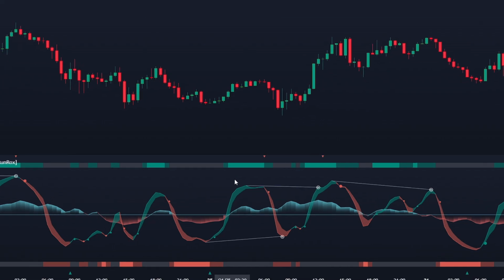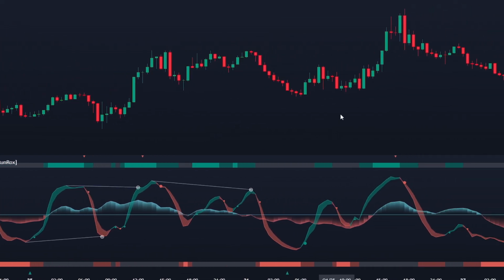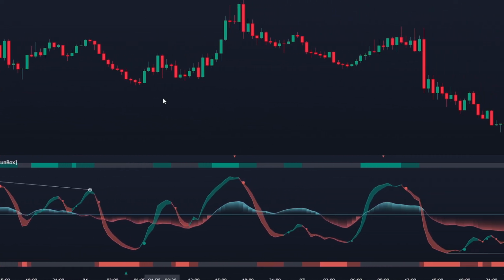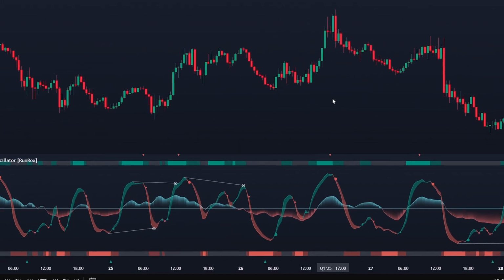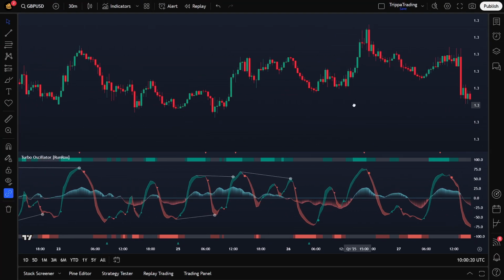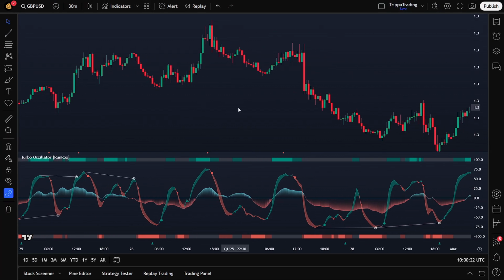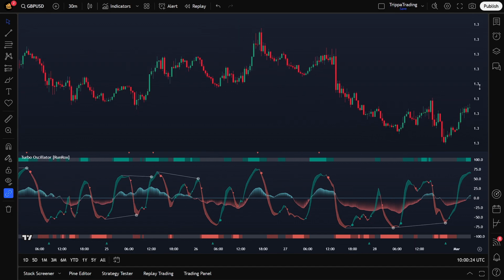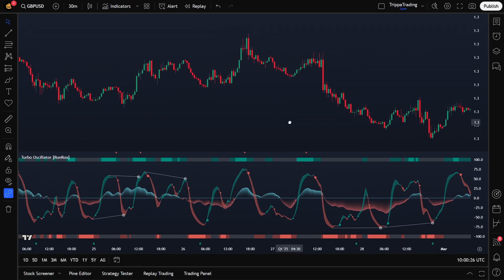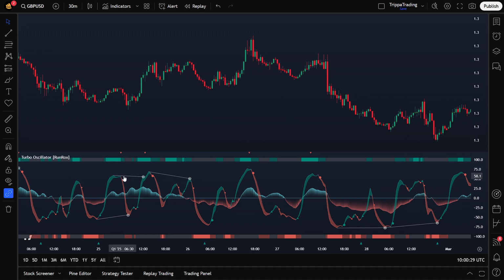The Turbo Oscillator is a technical indicator designed as a comprehensive toolkit that combines multiple analysis techniques into one. Its main goal is to help traders identify trend changes and potential reversal points in real time by leveraging divergences, momentum, or volume signals, and other advanced features.